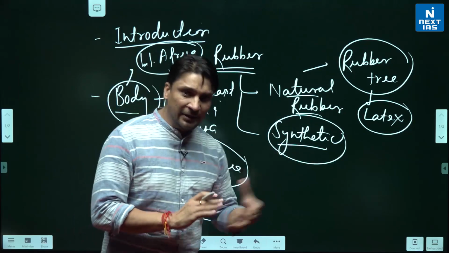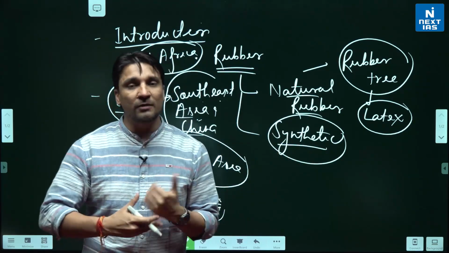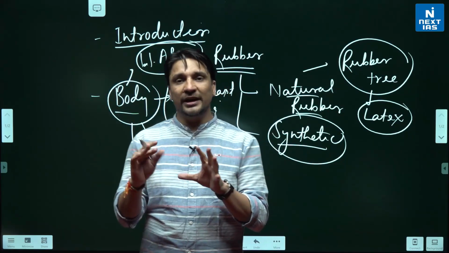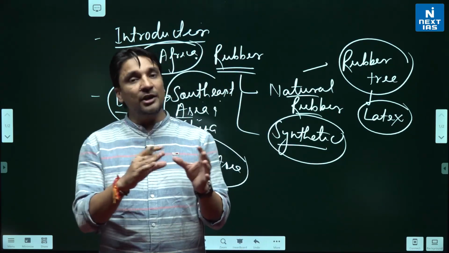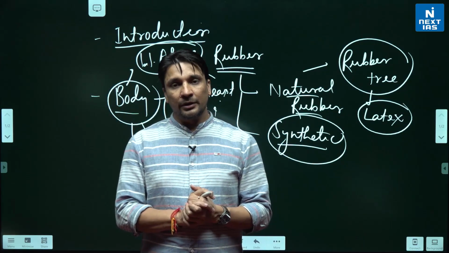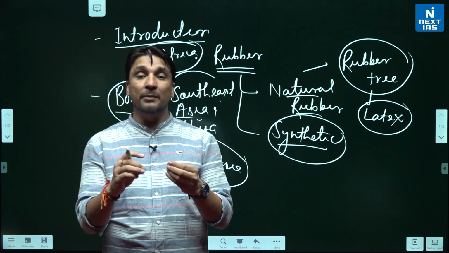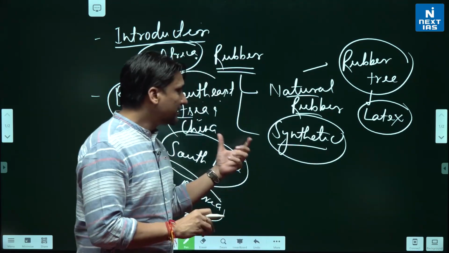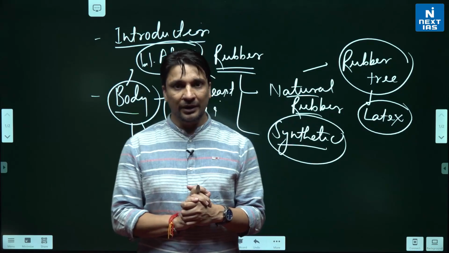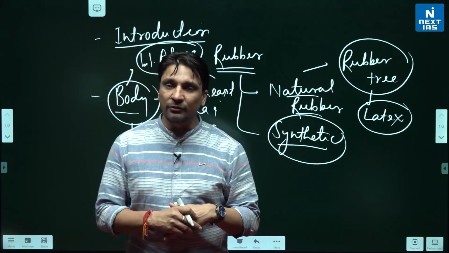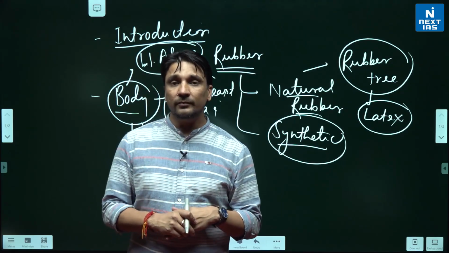Now synthetic rubber, which is produced from polymerization of petrochemicals, is mainly produced in countries like China, the US, countries of Western Europe, and the countries of East Asia like Japan and Korea. They are the top producers of synthetic rubber. Clear? Now, what are the problems associated with production of natural rubber and synthetic rubber?